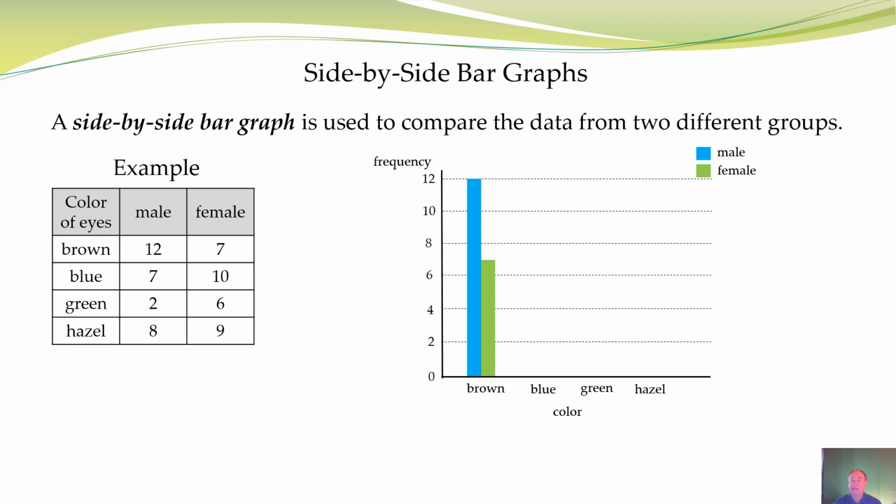For blue eyes, 7 for male, 10 for female. So blue goes to 7, green goes to 10. Green would be 2 and 6, blue goes to 2, green goes to 6. Hazel 8, 9, blue goes to 8, green goes to 9. And this would be a side-by-side bar graph comparing males to females for color of eyes.